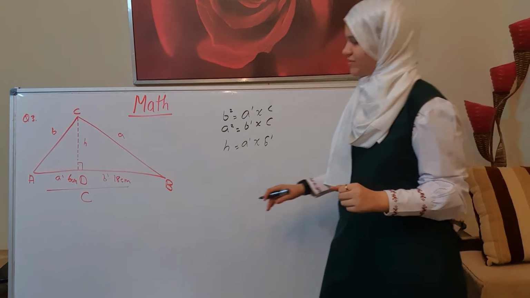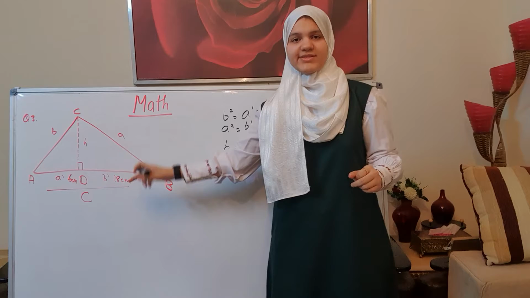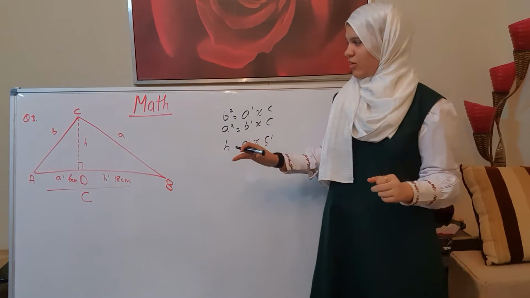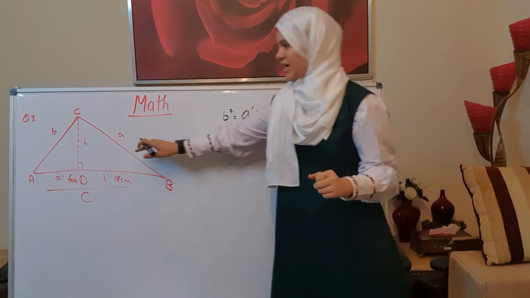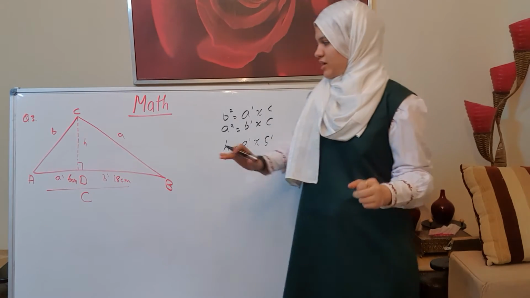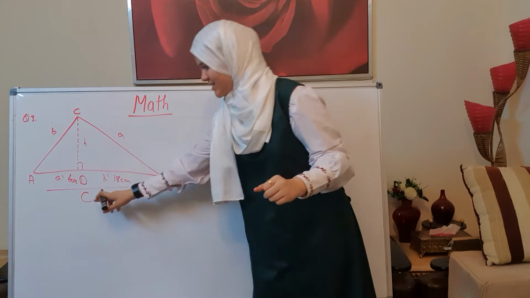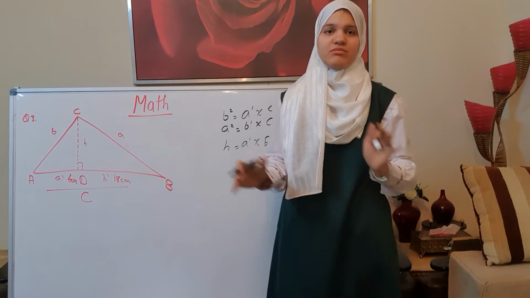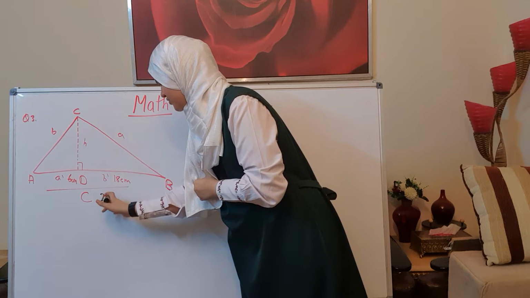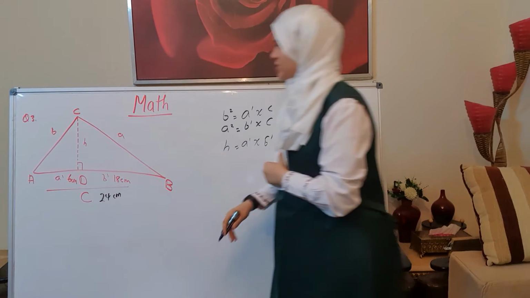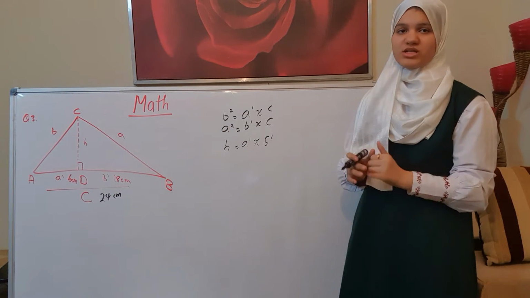First thing, we have A1 that is 6 centimeters and B1 that is 18 centimeters. Now, how to find the small letter c, and to find A, B, and the height? Now we know that C is the sum of A1 and B1. That means 6 plus 18 is equal to 24. It will be 24 centimeters. Now we have A1, B1, and C, the small letter c.